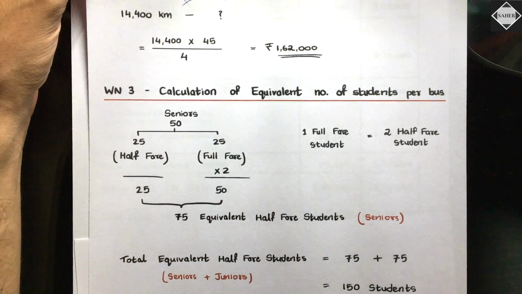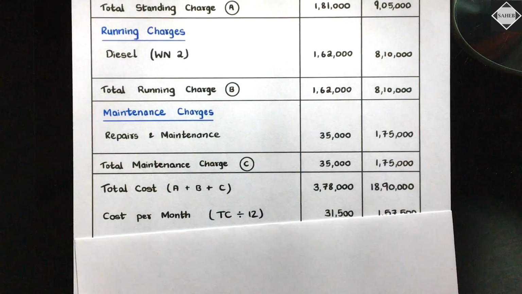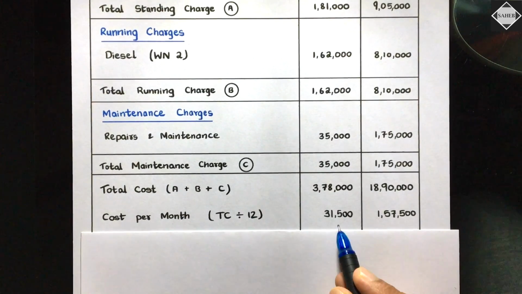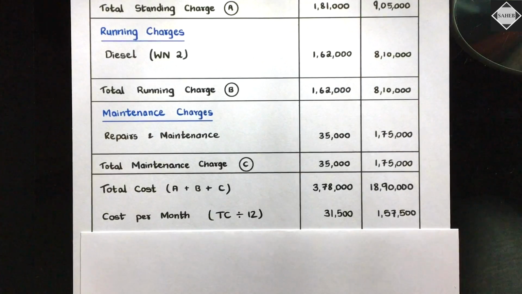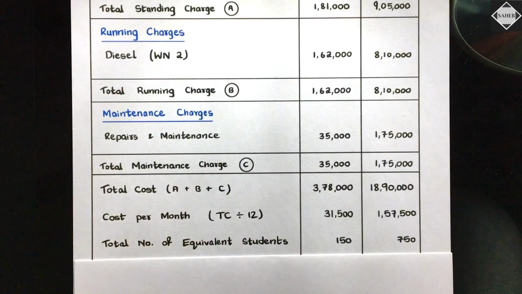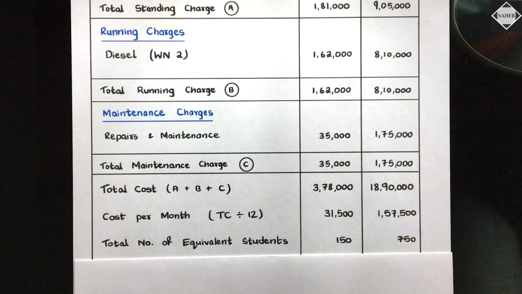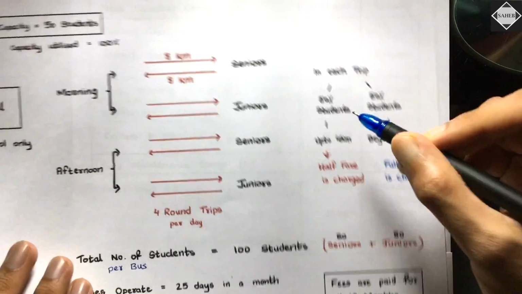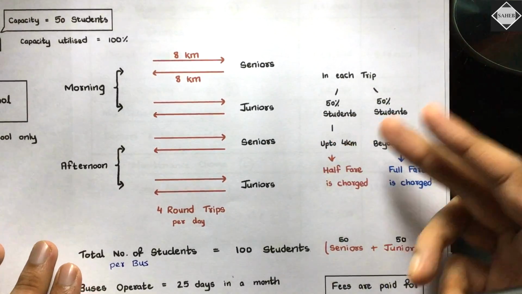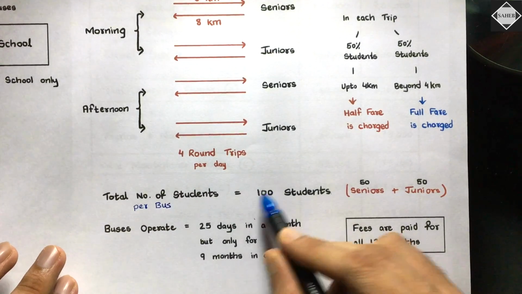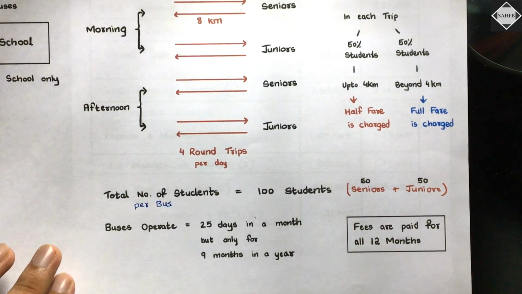Let me just explain once again. See what we had to do. Total cost we got, then we got cost per month: 31,500, and 1,57,500. Then we had to calculate the total number of students, the cost units we needed, the service cost unit. But here the cost unit is complex. Here we are providing different services, with 2 categories and 2 different prices. So because of that, we can't use these 100 students. If we use it, then it will be wrong.